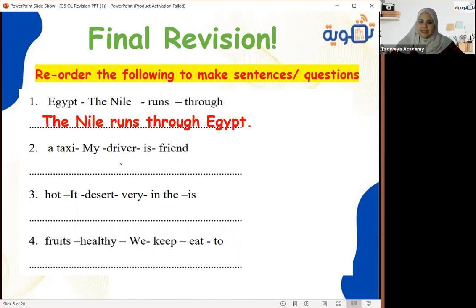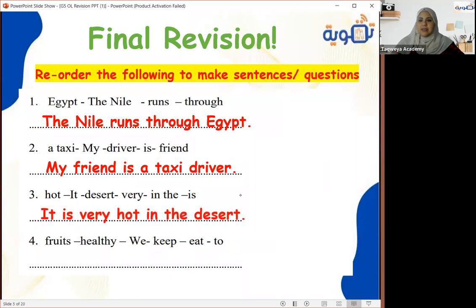Number 2, still again, yes, my friend is a taxi driver. Number 3, yes, the capital it, capitalized it, and it's a pronoun, so it is very hot in the desert.